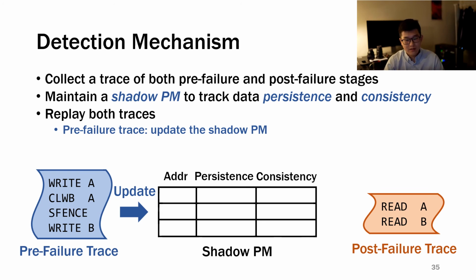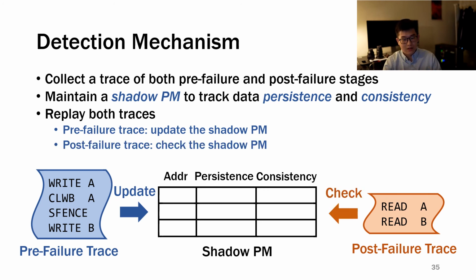And the consistency state is defined by the program semantics. So when testing those low-level programs based on the low-level primitives from the hardware, the program has to provide some annotation for locations such as the commit variables. And for details about annotation, please take a look at our paper. And in the post-failure stage, the program checks the corresponding state of the address, to see whether it is a persistent location or a consistent location.